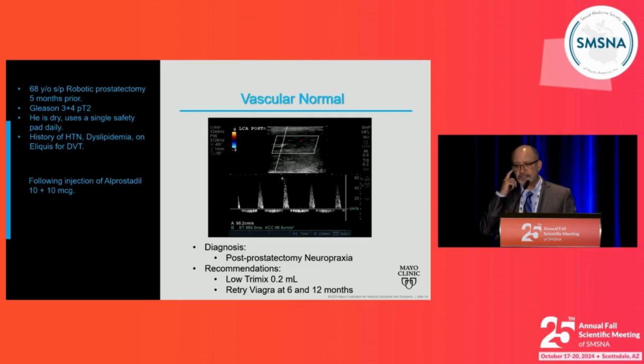So here's a 68-year-old patient, status post robotic prostatectomy 5 months earlier. He's cured of his disease. He's got several vasculogenic risk factors. He's on Eliquis for DVTs. Following 10 micrograms plus an additional 10 to help him with his anxiety, he achieved a rigid erection. So he was triaged directly to a low-strength trimix. And you can see that the diagnosis is either a non-nerve-sparing surgery or a neuropraxia.